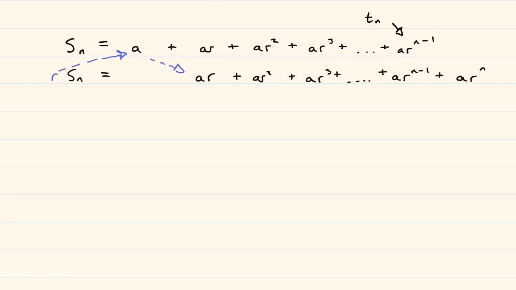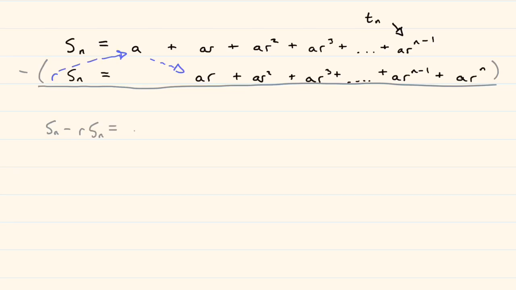Now I'm going to subtract r times Sn, that whole bottom line, from the top line. Just going straight down, if I subtract Sn minus r Sn, I can't really do anything, so I'm just going to leave it that way. A minus nothing is just a, but then as I go to the right, everything cancels until we get to ar to the power of n. So Sn minus r Sn is a minus ar to the power of n.